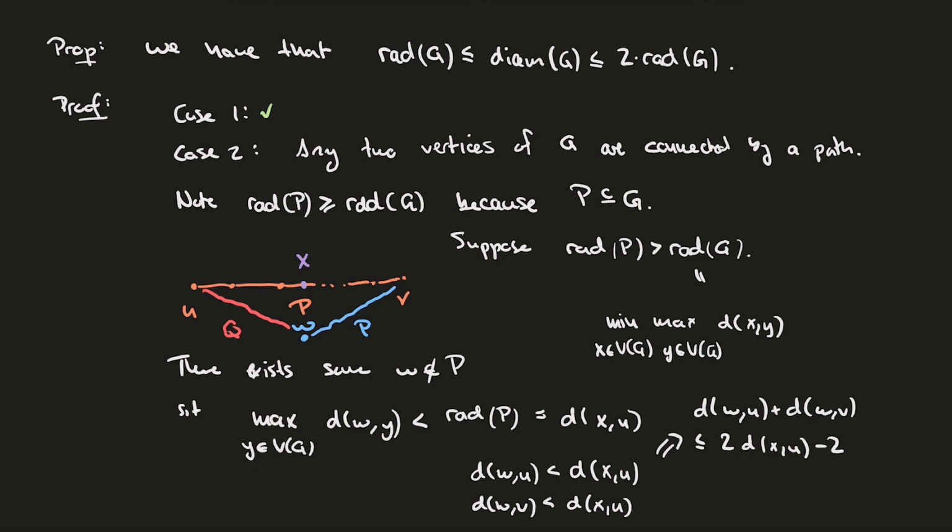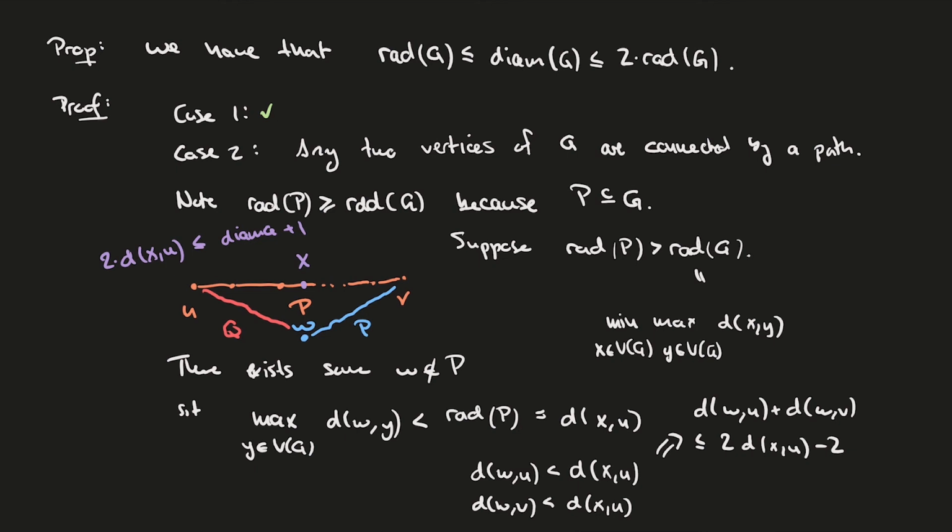Further, because X is at the approximate midpoint of the path P, we have that 2 times the distance between X and U is less than or equal to the diameter of G, which is the length of P, plus 1. In the case where P has an odd number of vertices and X is in the real middle of P, we have that 2 times the distance between X and U equals the diameter of G. And in the case where P has an even number of vertices, if we take twice the distance between X and U, we count one edge twice, and so we have that 2 times the distance between X and U is equal to the diameter of G plus 1.